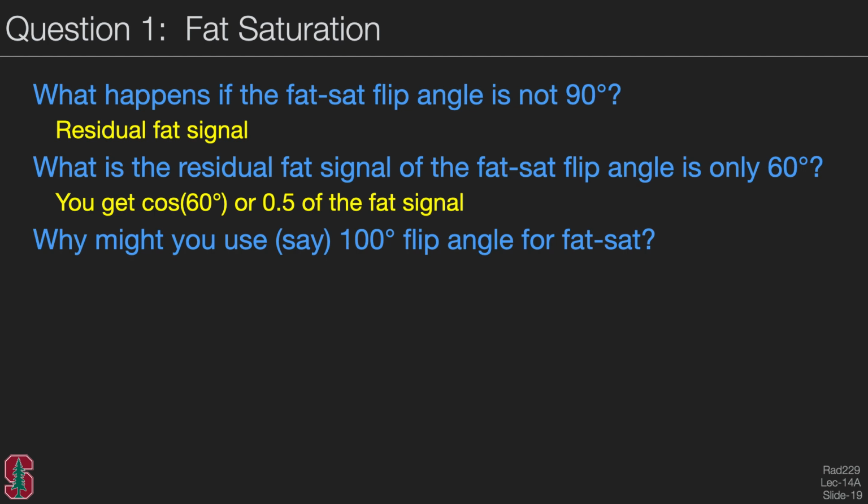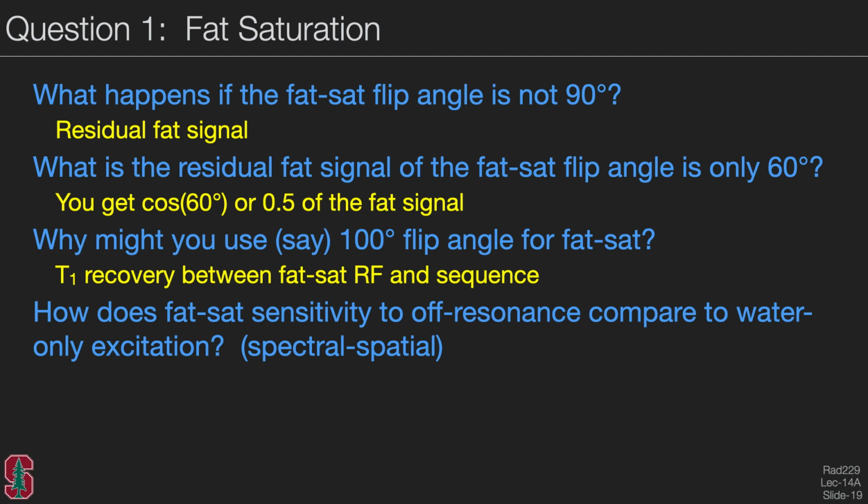Now another question: why might you use, say, a 100 degree flip angle for the fat-sat instead of a 90 degree flip angle? The answer here is that you have T1 recovery between the fat-sat RF and the sequence. So if you give it a little bit more of a tip, you might actually have better nulling of the fat.